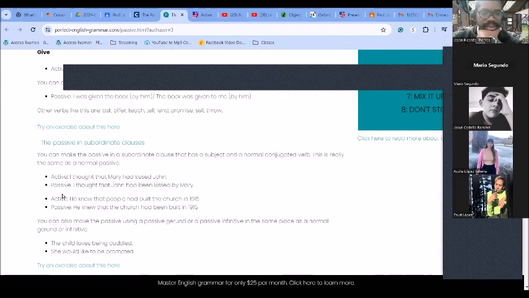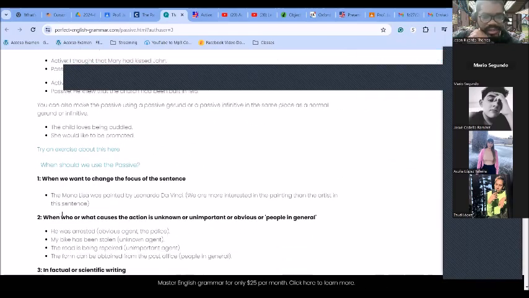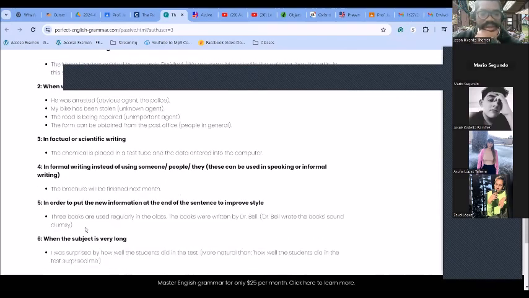Popular verbs that we will be using are things like that. Right? So 1, we want to change the focus of the sentence. 2, when the who is not important. Another few uses are here.